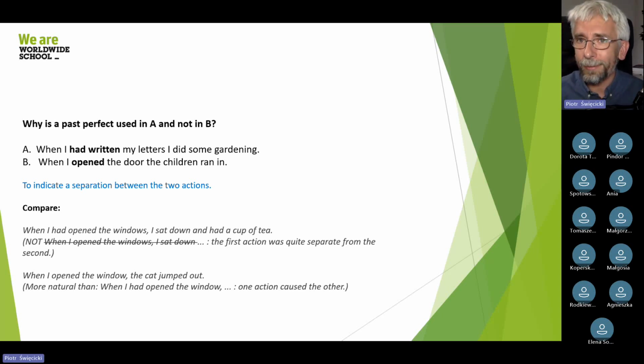And anyway, if we are describing the past and we are describing a sequence of events, one event and then another event and then another event, and they happened very close to each other, we don't have to use past perfect. When I opened the window, the cat jumped out. That sounds more natural than with past perfect.